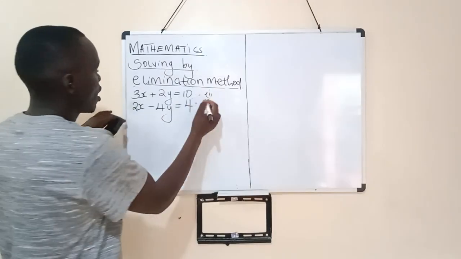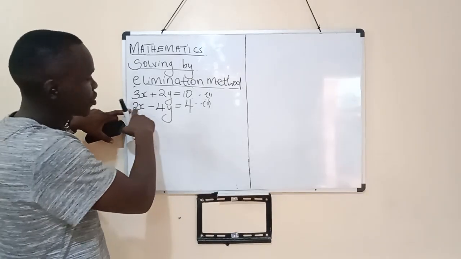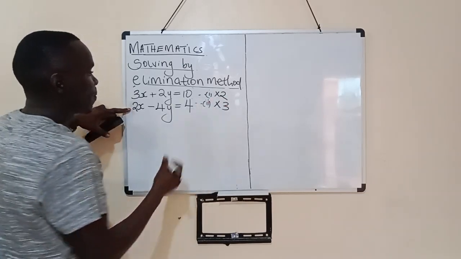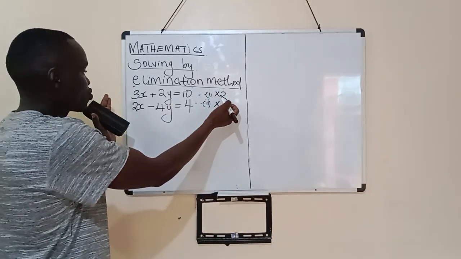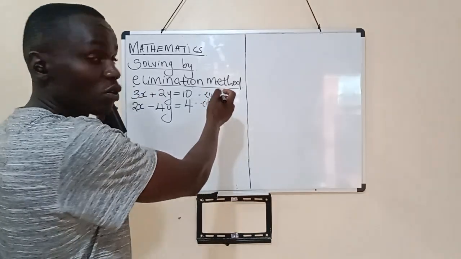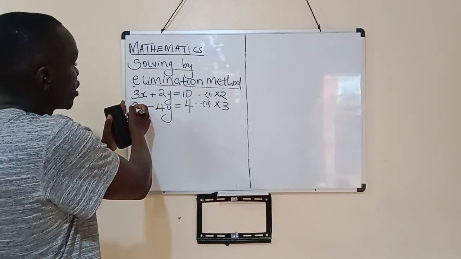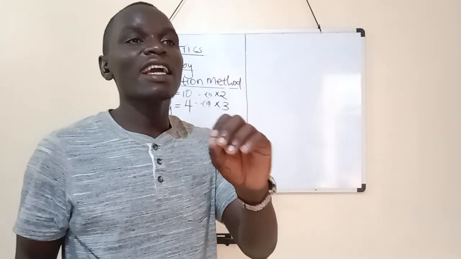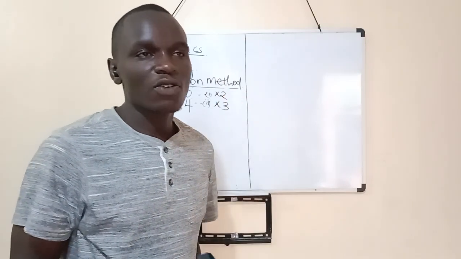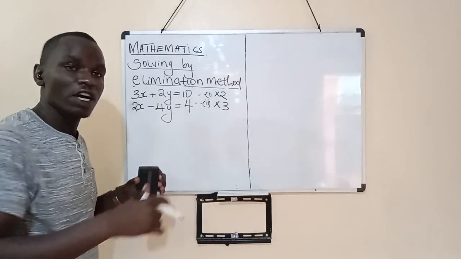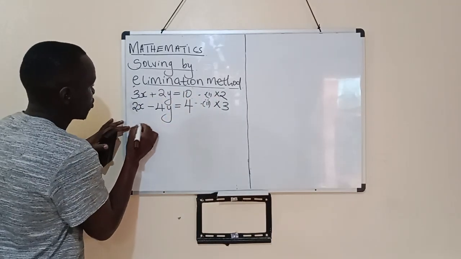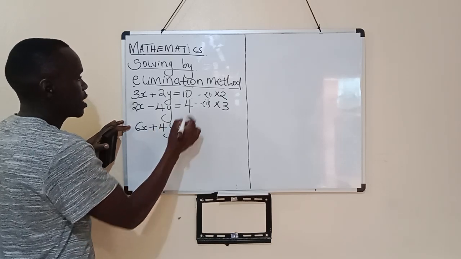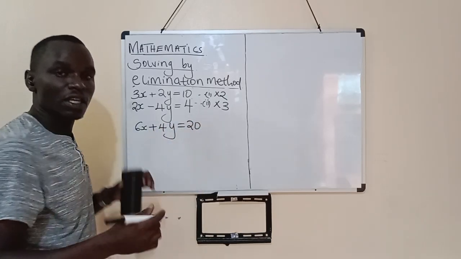The coefficient of x in equation 1 is 2, and in equation 2 it is 3. So 3 is going to multiply the whole of equation 1, and 2 is going to multiply equation 2 as a whole, so that we can get a similar value of x and then eliminate it, which will give us a 0. We're going to have 3 multiplied by 2 as 6x, plus 4y, which equals 20 in the first equation.